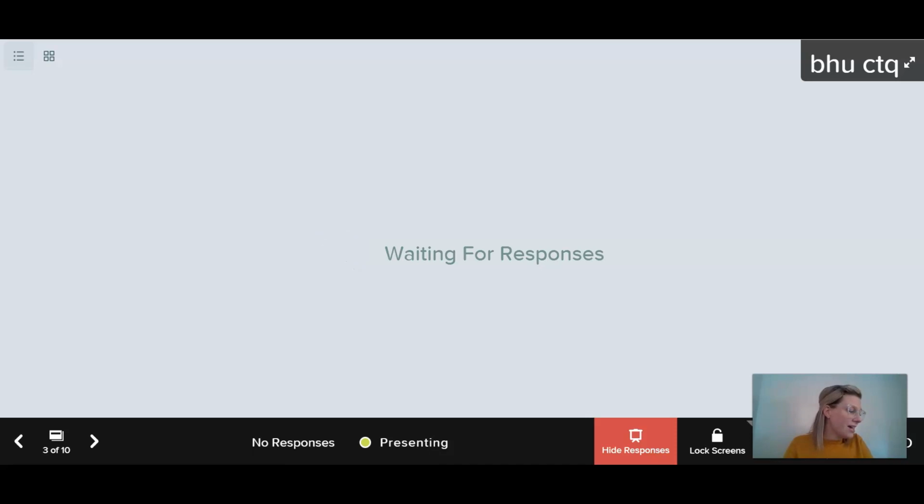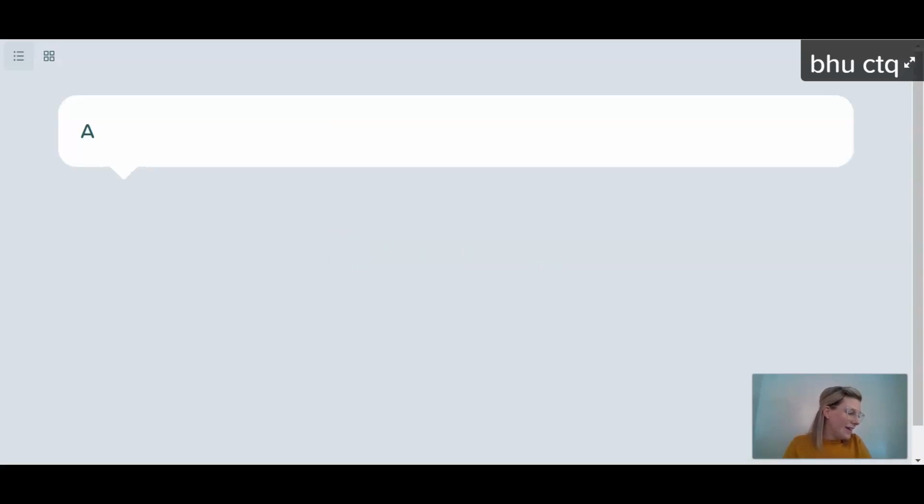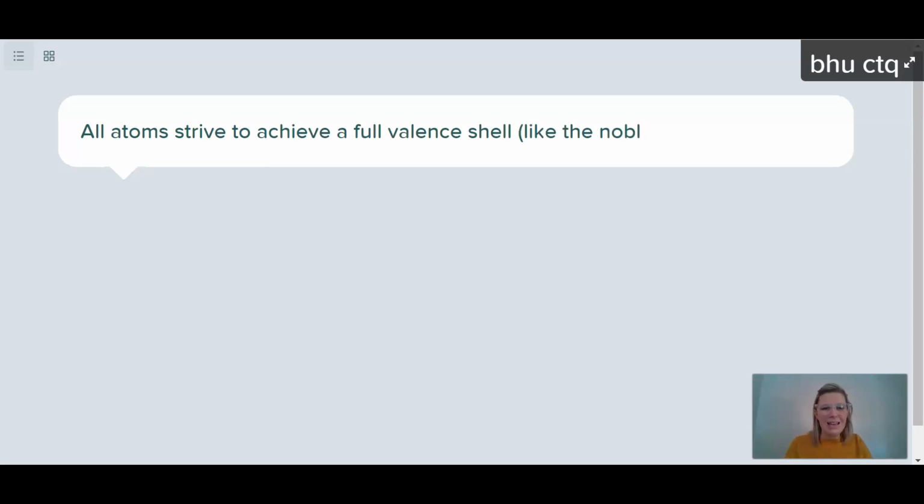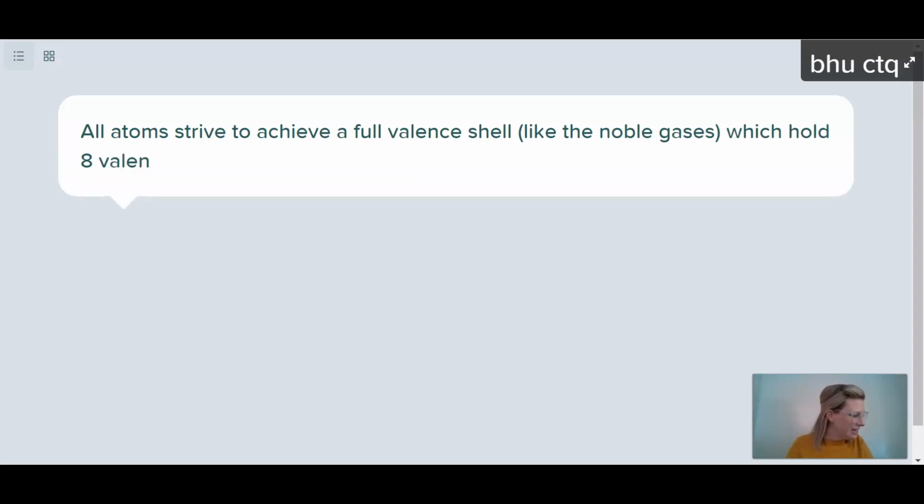So remember, the octet rule is all atoms strive to achieve a full valence shell like the noble gases, which hold 8 valence electrons. Valence electrons, okay? There are some exceptions.